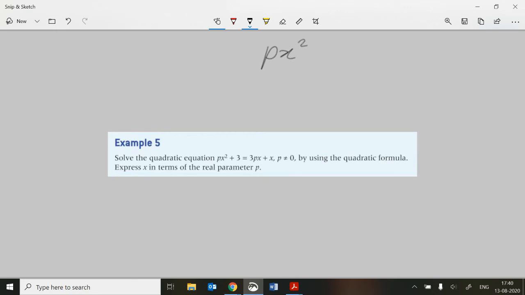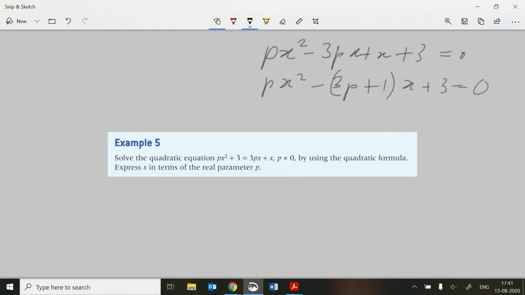So we've got px squared. It's best to keep that positive. So let's take the x's to the other side. So we've got 3px plus x, and then we've got the plus 3 there as well. Now, we can see that if we factorize the x out of the middle term, the 2 middle terms here, then you're going to get 3p plus 1 lots of x plus 3.